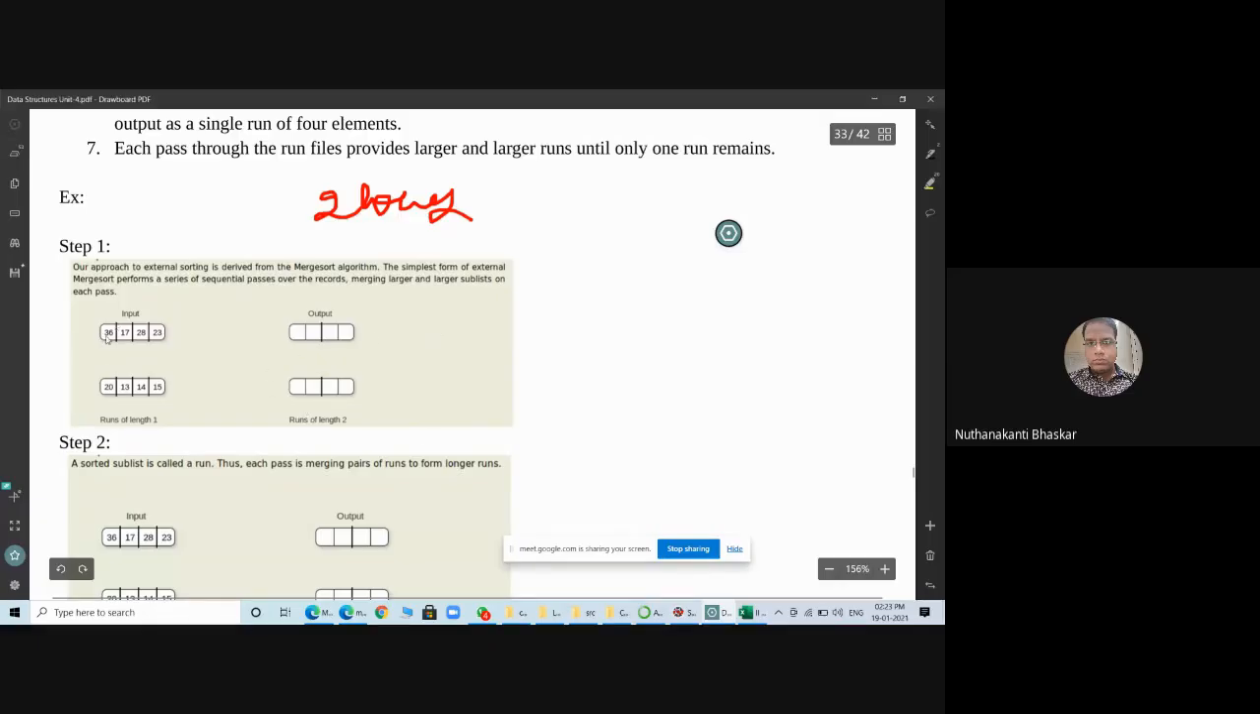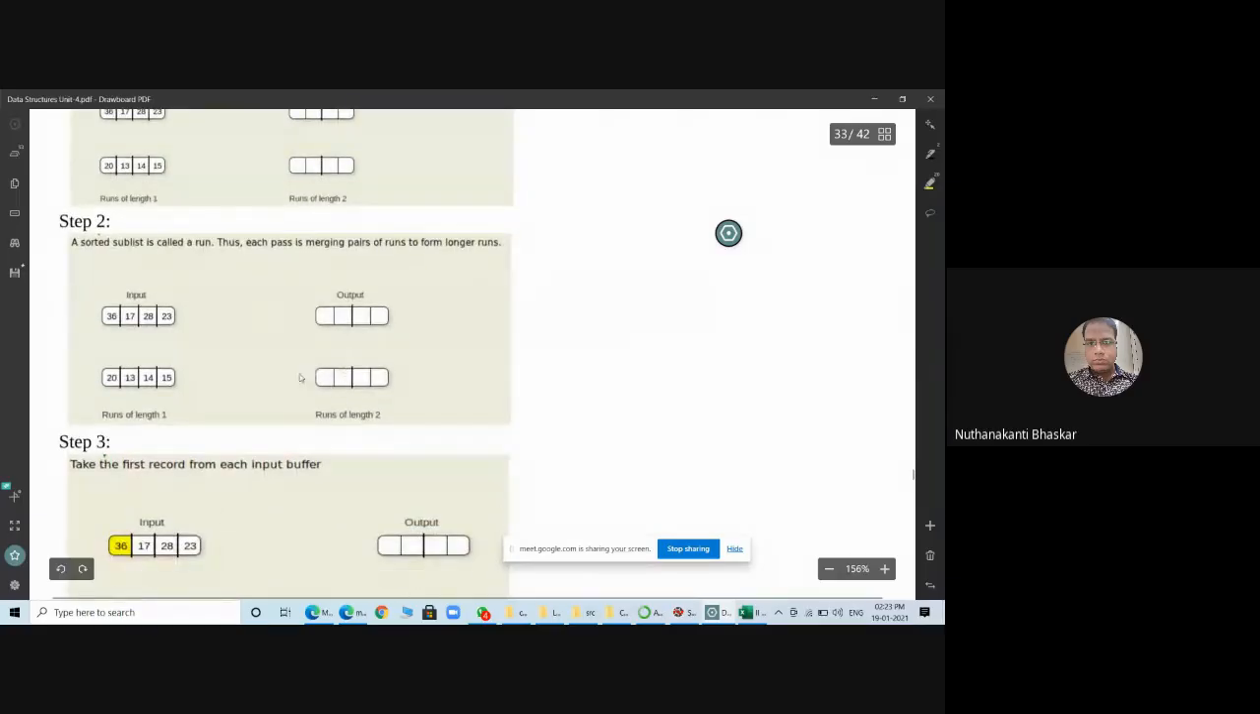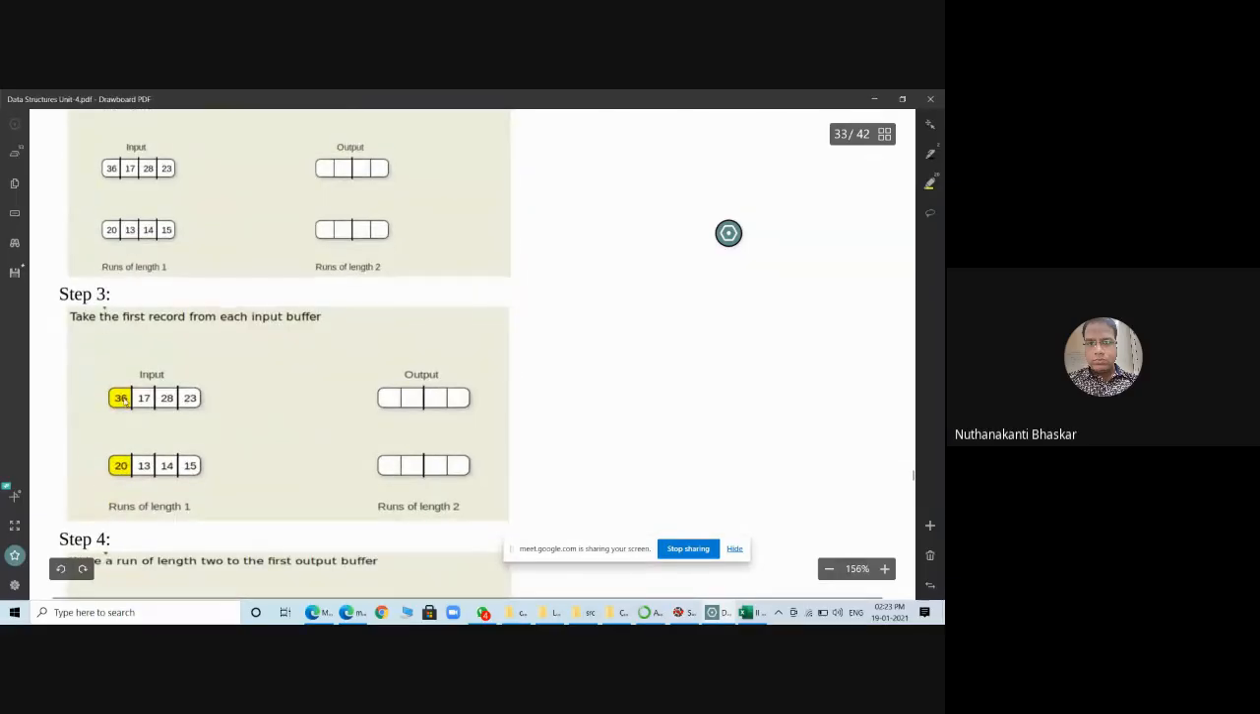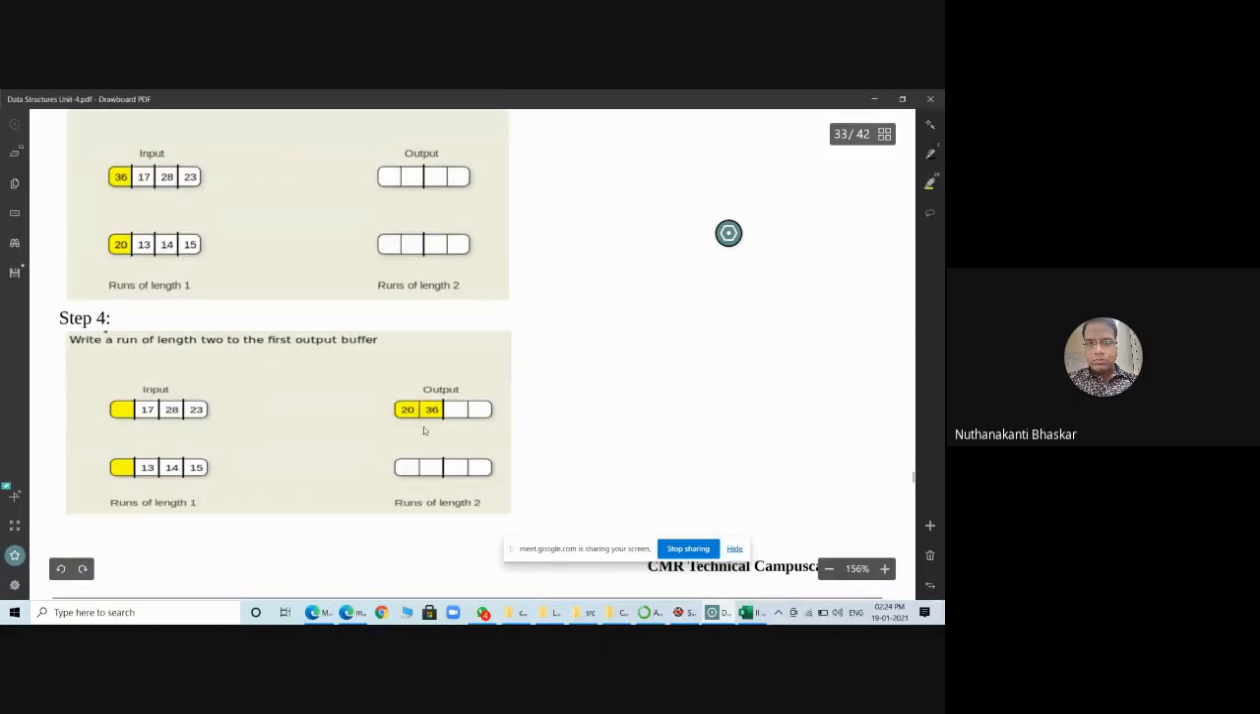Now, first of all, you need to read this data, and you need to select the first element of the first chunk and the first element of the second chunk. Now, you must compare and sort these two elements and put them into the first buffer. Here, 20 and 36 come to the first buffer.